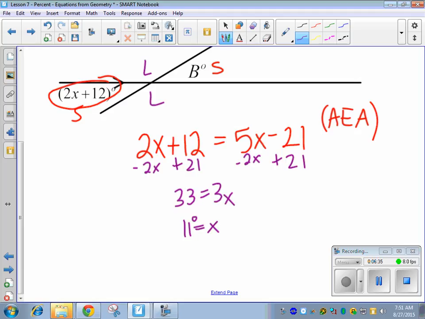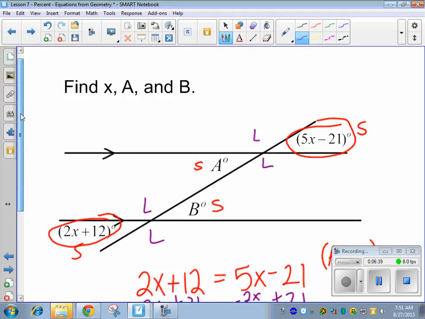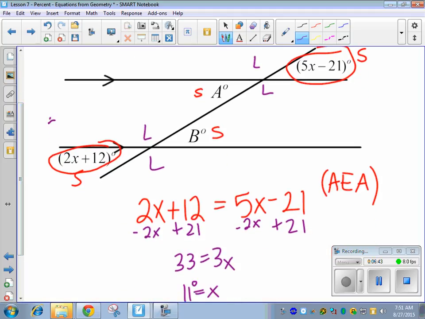Hayden? Yeah, you could plug it into either one, and they should be the same, right? Or you did something wrong. So I'm going to plug it in right here. This whole angle is 2 times x plus 12, right? So that's 22 plus 12. So I get 34 degrees for that entire angle, which means B is what?